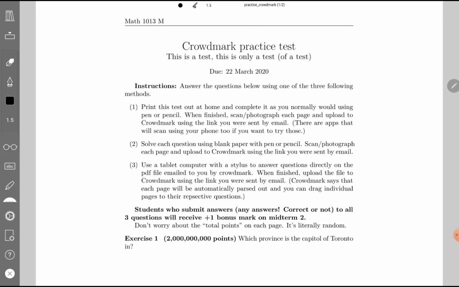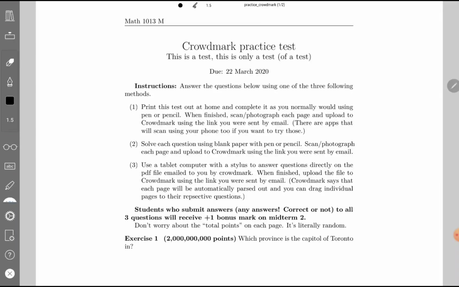The third option is to do what I do, where you have a tablet. You should be able to download this PDF, write on it with a stylus, save that through screenshots or whatever, and then submit that. This gets you used to uploading everything into CrowdMark, and also makes sure that on my end I'm able to clearly see things and that everything works properly.